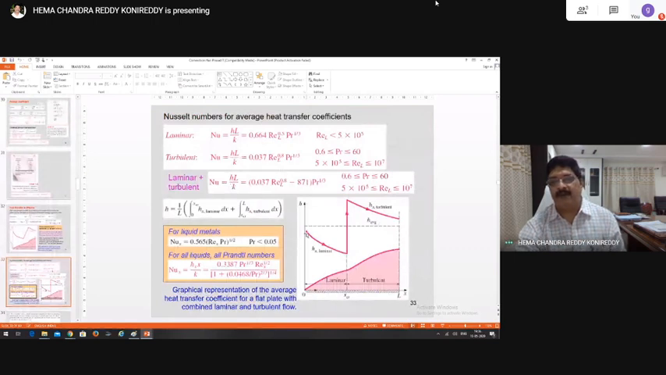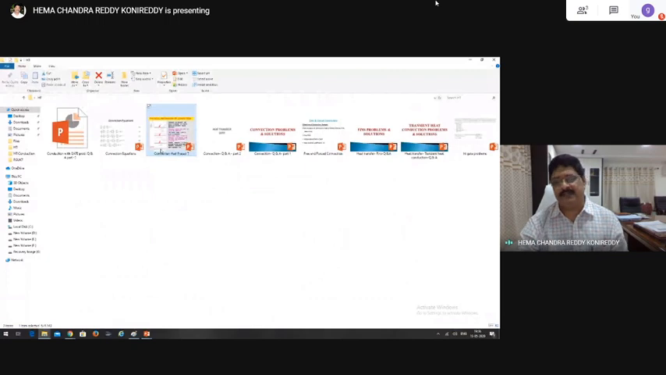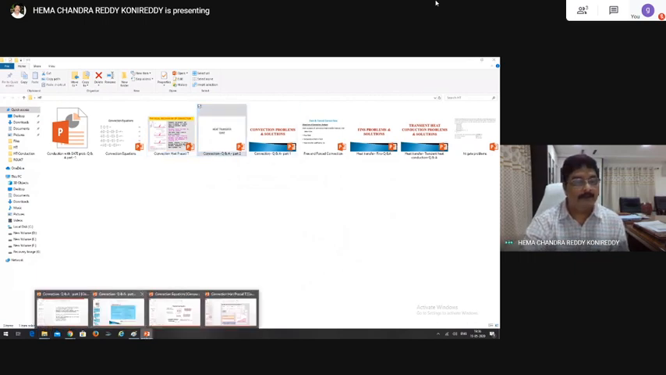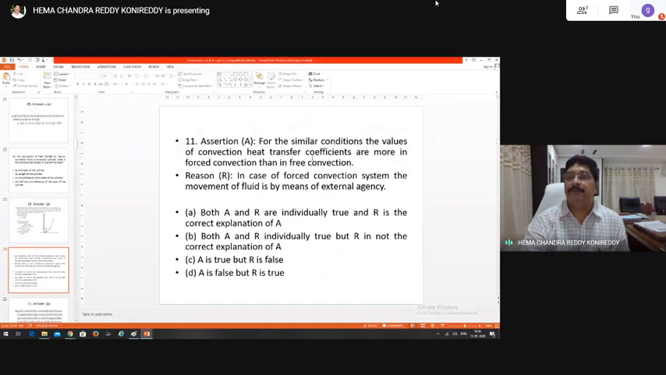Here it is. I said that for all natural and forced convections, natural convection will have lesser values because the fluid motion is only because of the buoyancy effects. So the first condition is right. For similar conditions, the values of convective heat transfer coefficients are more in forced convection than free convection. Yes, it's perfectly right. In forced convection systems, the movement of fluid is by means of an external agency. That's also right.